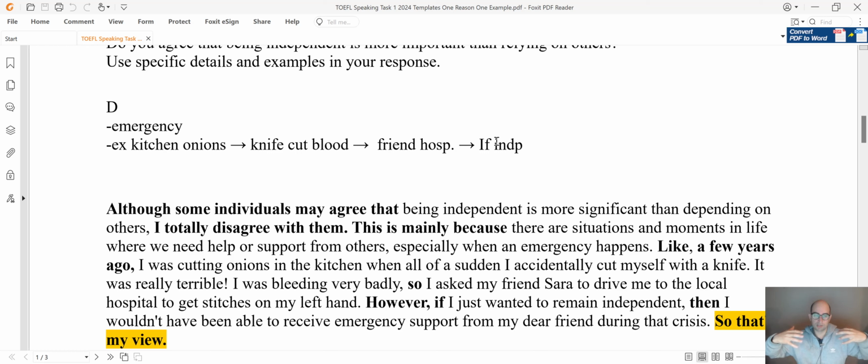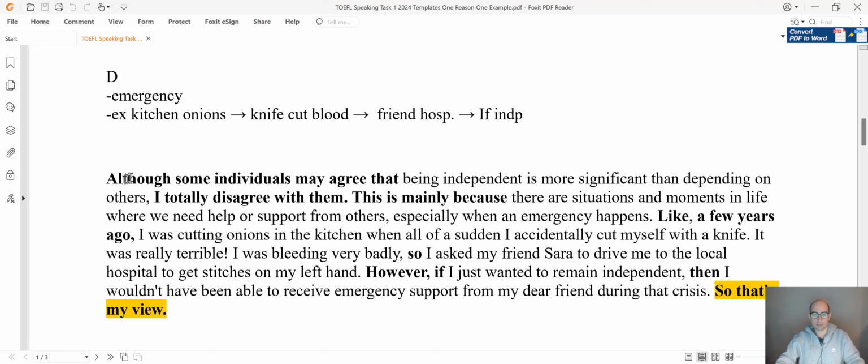So these key words are going to help you remember the sentences you want to explain in your response. Although some individuals may agree that being independent is more significant than depending on others, so here you could see that I'm mentioning what the opposite opinion is, the side that I don't agree with. I totally disagree with them. Sorry, disagree, not agree. This is mainly because, so now here I go into my reason for that. This is mainly because there are situations and moments in life where we need help or support from others, okay? Especially when an emergency happens. So I was able to come up with this sentence thanks to the word emergency. It's gonna help me formulate this kind of sentence.